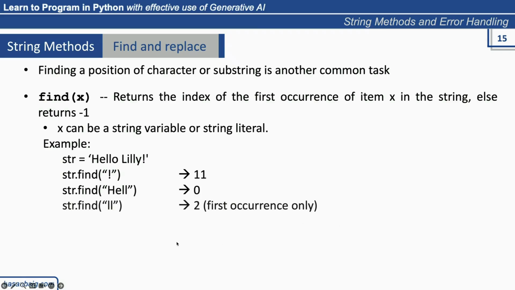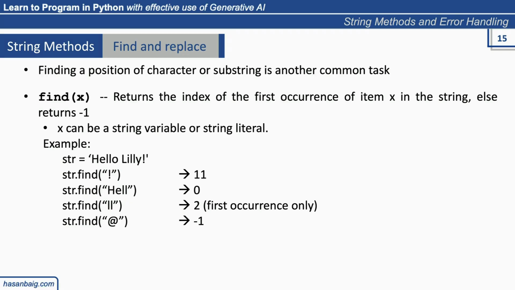Then double L. So in case of searching double L, it will return the index of first occurrence. Okay. So the index of first occurrence of double L is 0, 1, and 2. Although double L is also present here in Lily, it will return the index of the first occurrence. And if you are looking for something which does not exist, it will return -1. So let's say I'm looking for at in this string, it will just return -1.